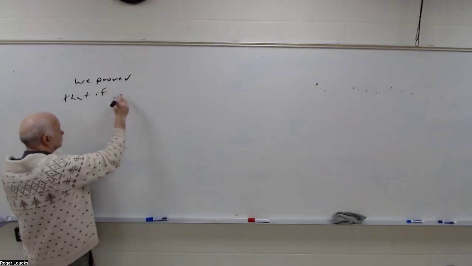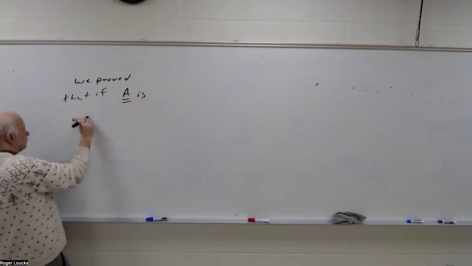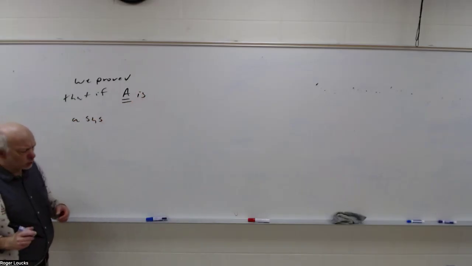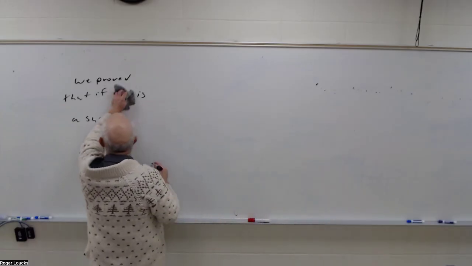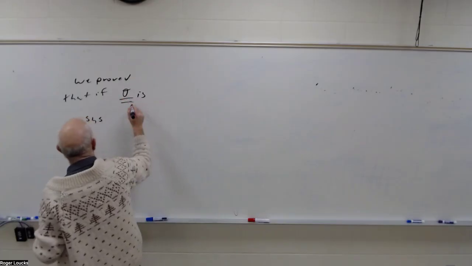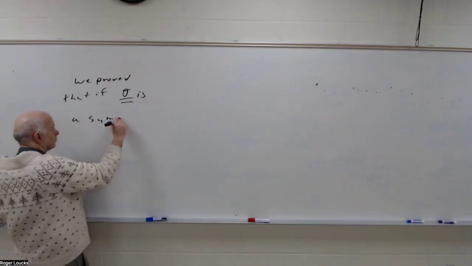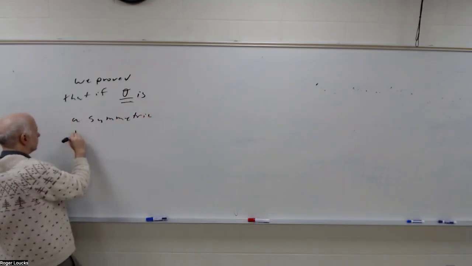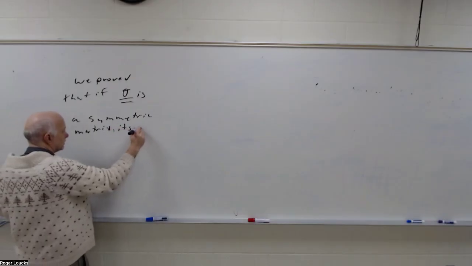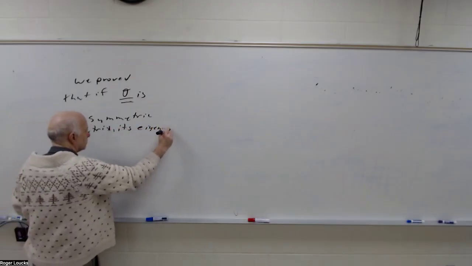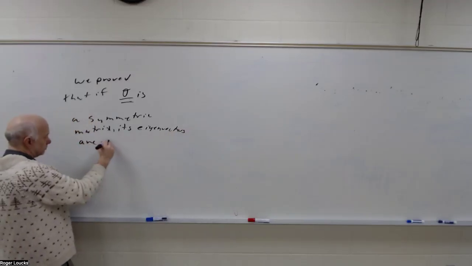if A is a symmetric matrix. Were we calling it A? We're calling it O, weren't we? Yeah, we're calling it O. Okay, O is a symmetric matrix. Its eigenvectors are orthogonal.